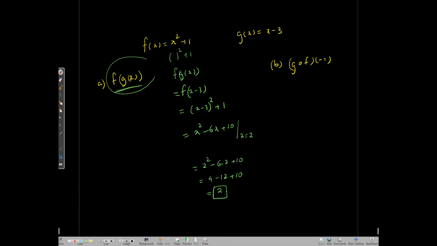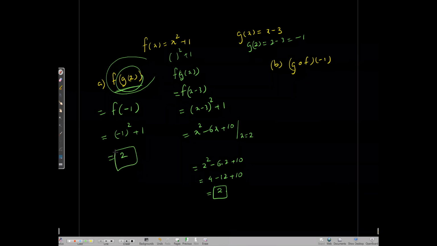The easier way is actually, g of 2. First evaluate g of 2 right over here. It's 2 minus 3, which is negative 1. Pretty easy. So g of 2 is negative 1. So f of negative 1. Now use your f, evaluate at negative 1. f of negative 1 is negative 1 squared plus 1, which is 1 plus 1, 2. See, the same answer. That one is much easier unless it's specified for you to find the other one.